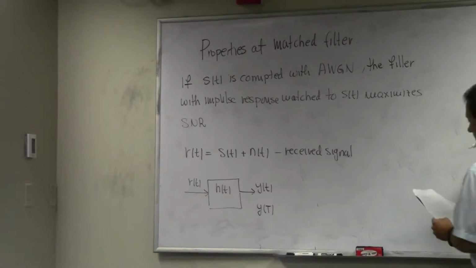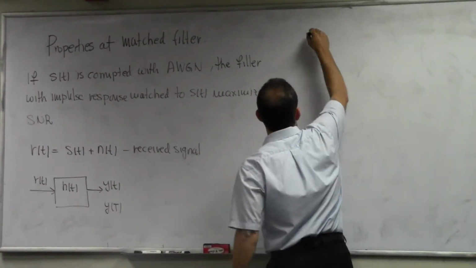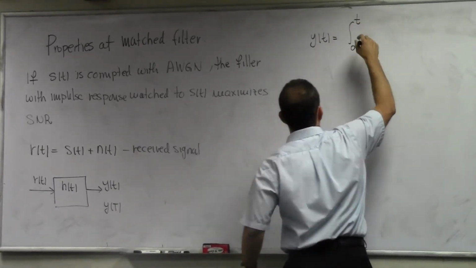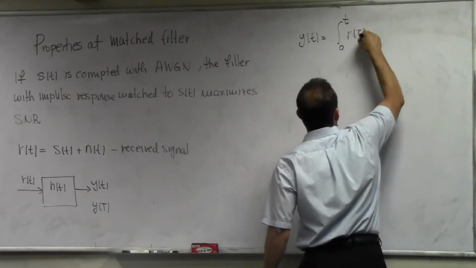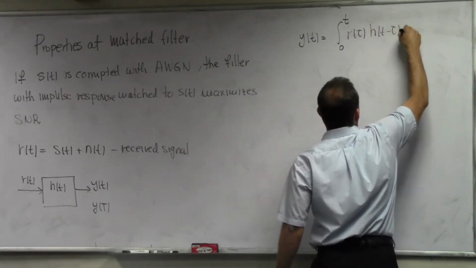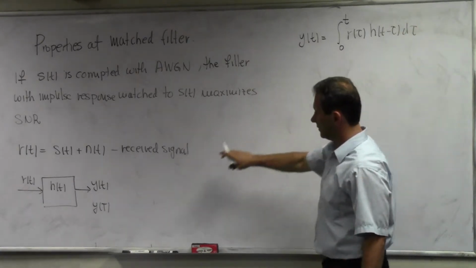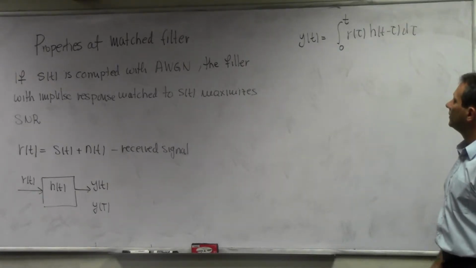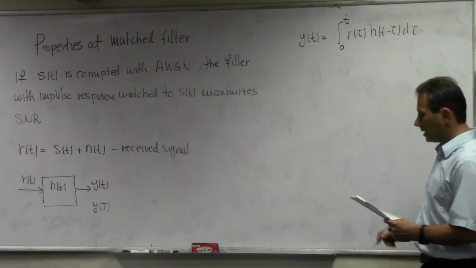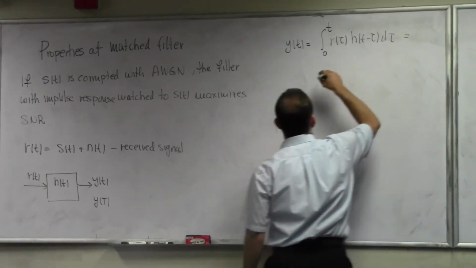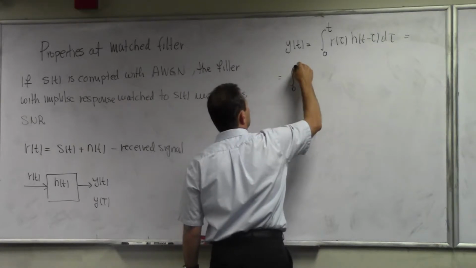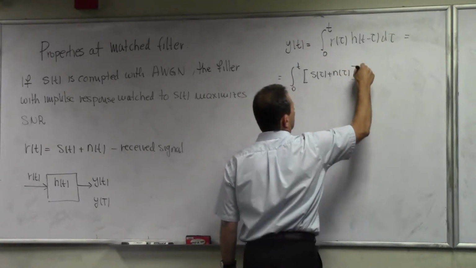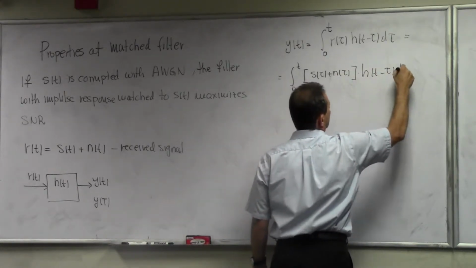So let's write some math here. We have R of t given like this, and then your Y of t in general is going to be integral from 0 to t R of tau H of t minus tau d tau. What I know is this, since this is a filter linear system, the output is the convolution of the input and the impulse response of the filter, so that's the output. Now, instead of R of tau, I can put what that is. So this is integral from 0 to t, S of tau plus N of tau, multiplying H of t minus tau d tau.